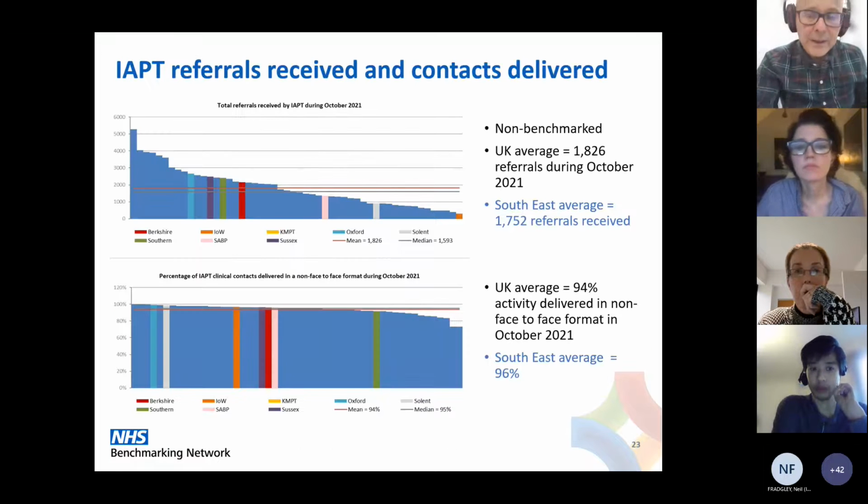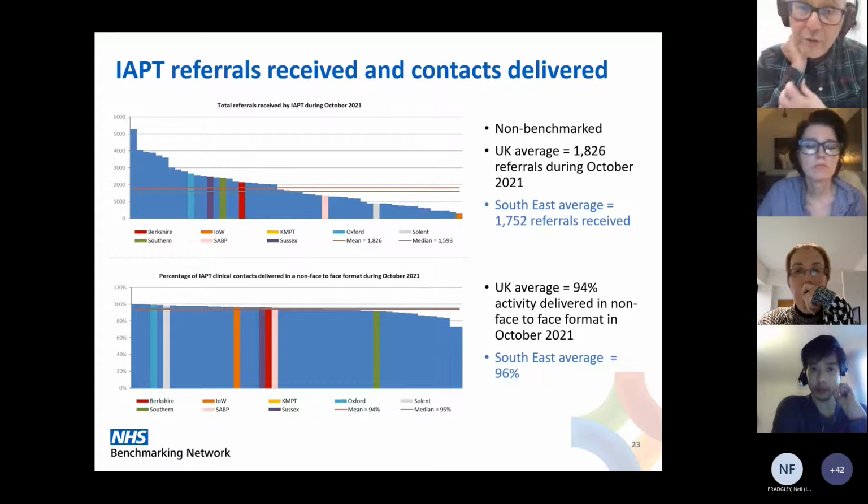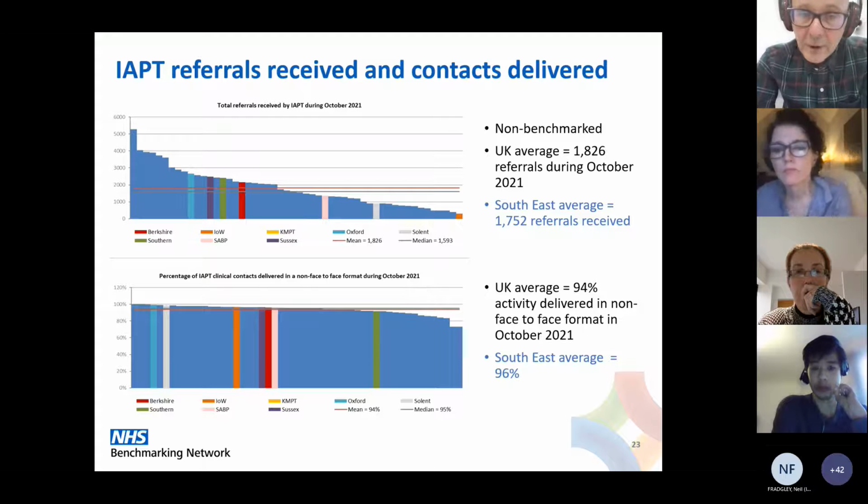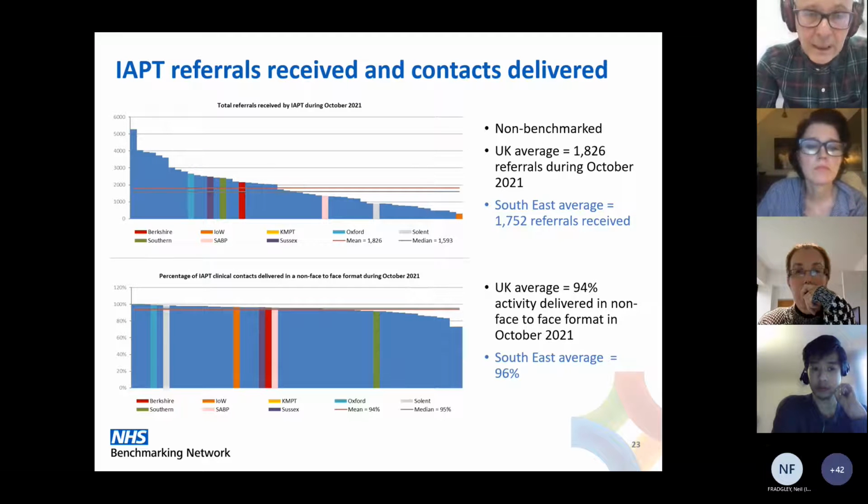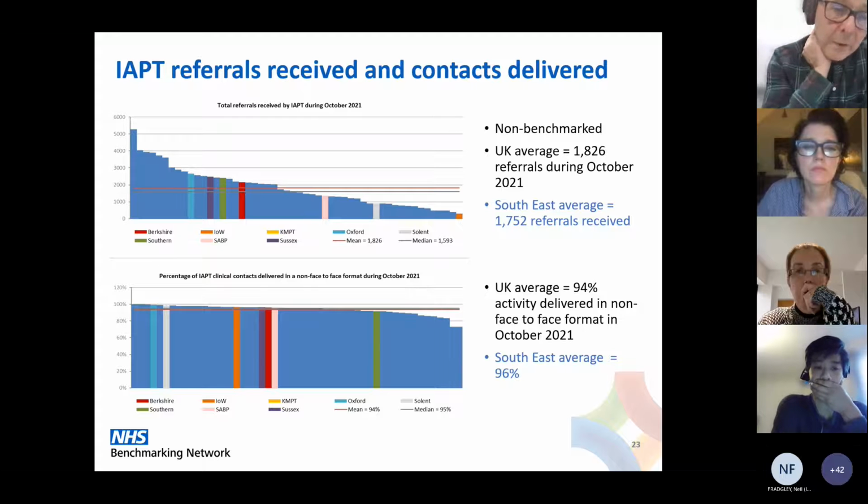So the big story about IAPT is that contacts and referral rates are down. There is a recovery taking place now. And then, we've just got the absolute volumes there, the latest data for October. They're not benchmarked, those per 100,000, but the South East does have some big providers, obviously. Oxford come through prominently there, Sussex, Southern, Berkshire too.